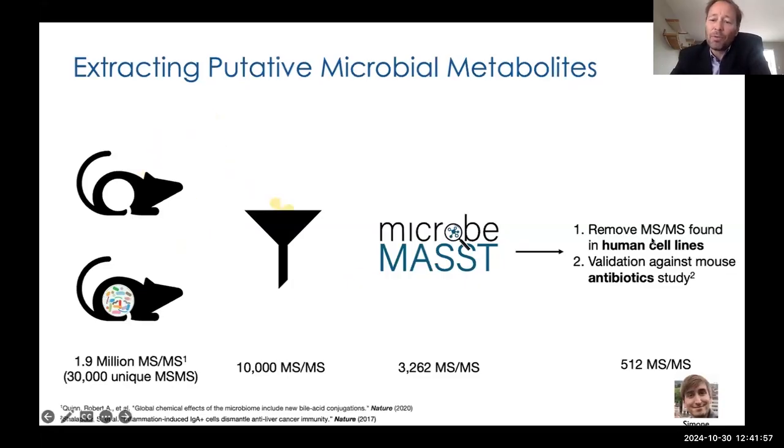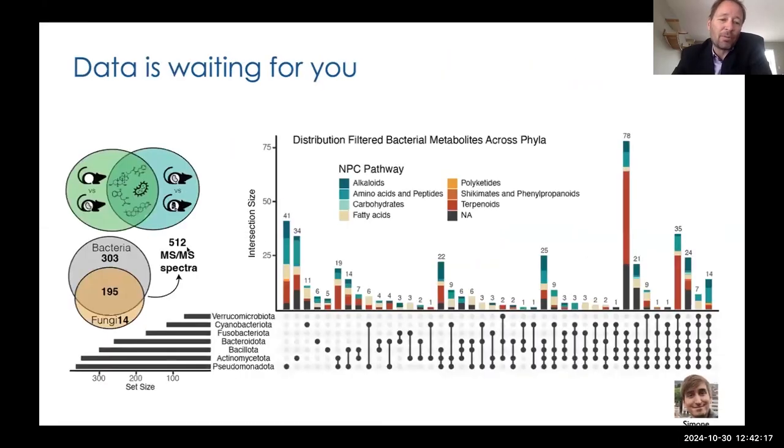And then we removed any MSMS spectra that were also found in the human cell lines. And then we had a validation against a mouse study where they had treated mice with a normal microbial community with 5 different antibiotics to essentially eliminate the microbiome. Once we filtered this, we were left with about 512 MSMS spectra. And here are the taxonomic classifications of where these 512 spectra are observed.